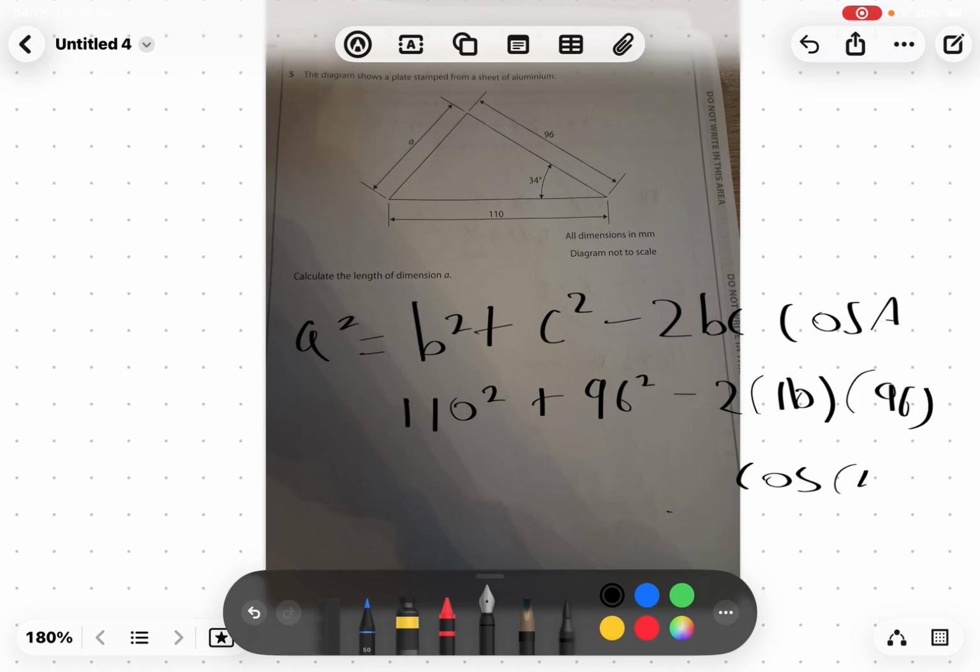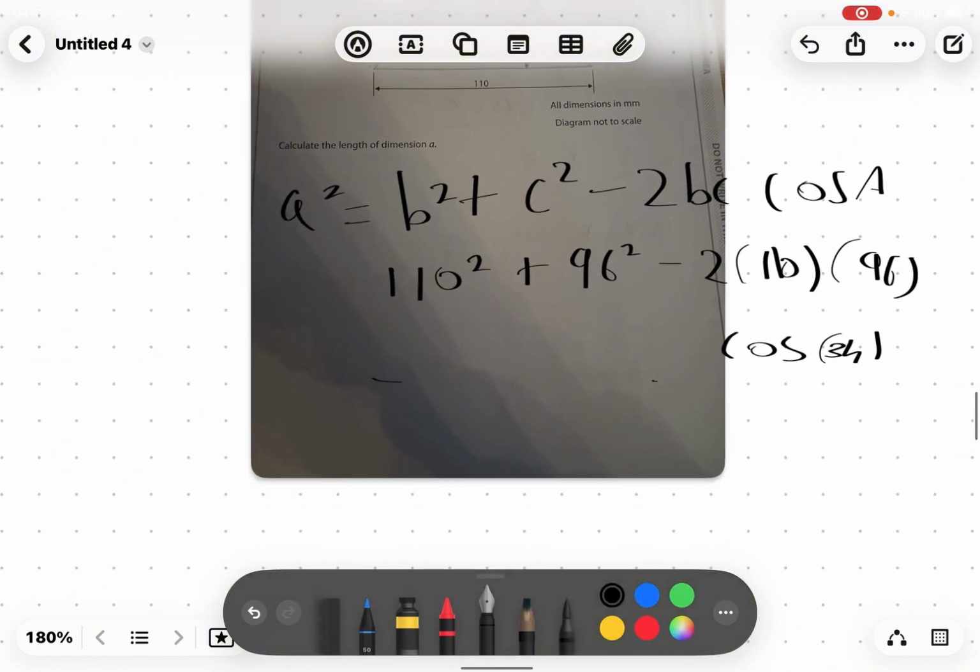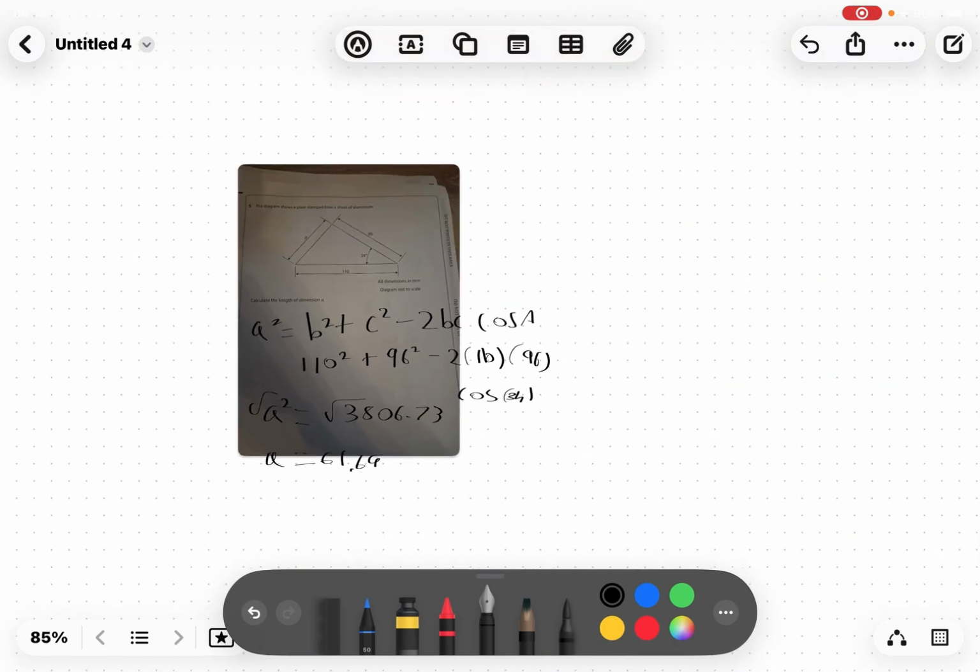Cos 34, and all this thing equals 3806.73. Then we square root it because there's a square. We need a on its own, so we square root it, and a on its own equals 61.69.